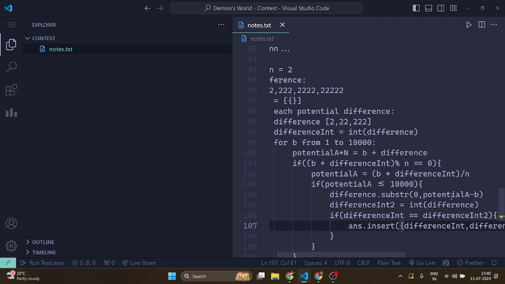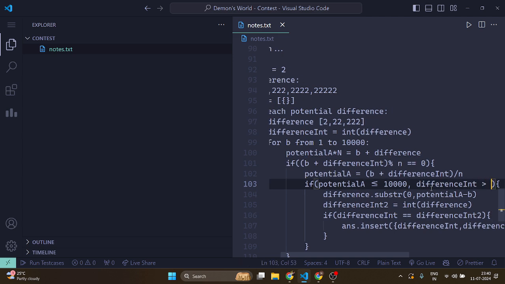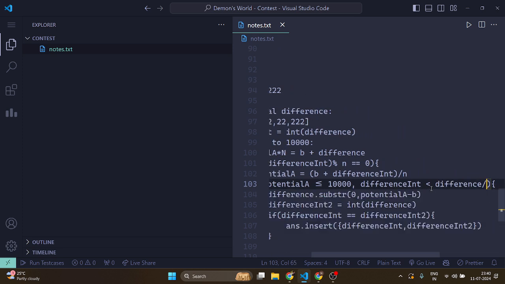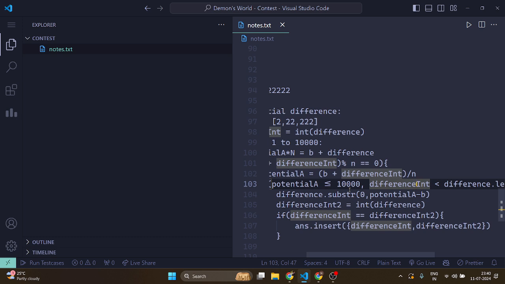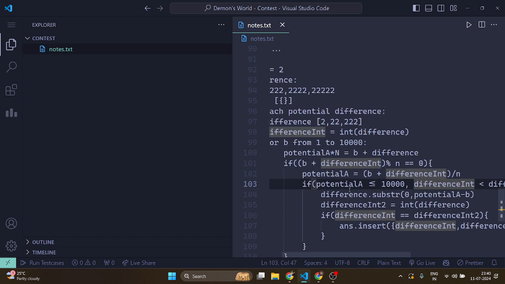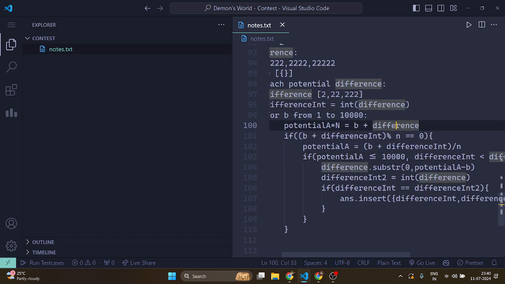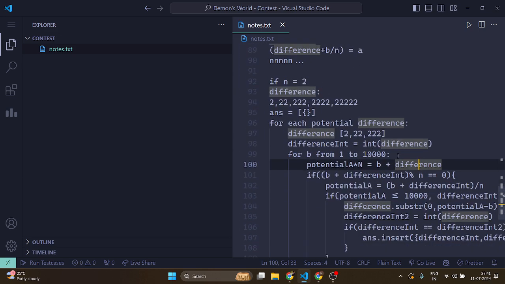And while checking this difference, we also need to ensure that difference int should be less than difference dot size, because if it grows greater than this length, then of course the difference won't exist, and that would basically erase the entire string itself. So you need to take care of that. Okay, so this was the complete logic.